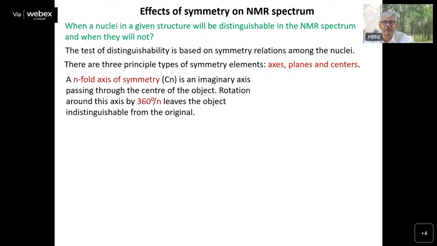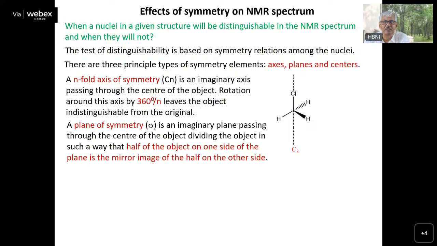The definition of an axis is that an n-fold axis of symmetry is an imaginary axis passing through the center of the object. Rotation around this axis by 360 divided by n leaves the object indistinguishable from the original. In methyl chloride there is a C3 axis; you rotate by 120 degrees and you cannot distinguish.